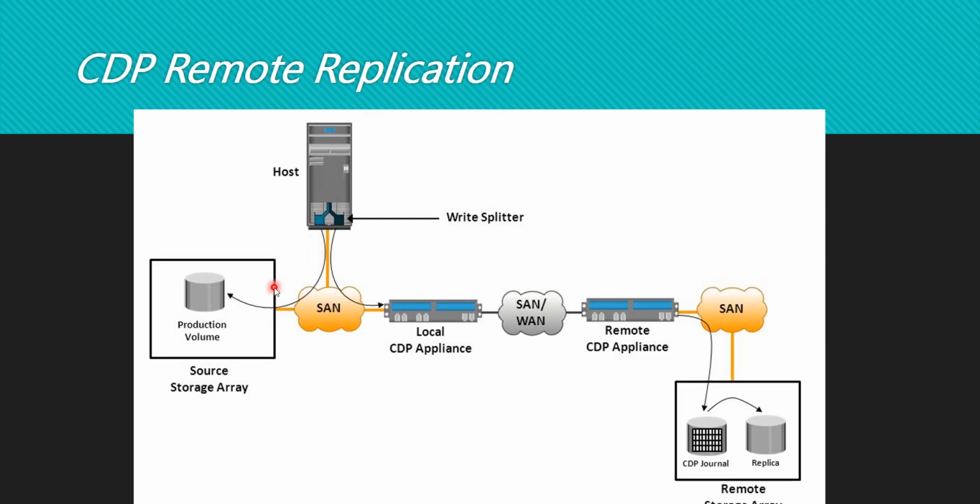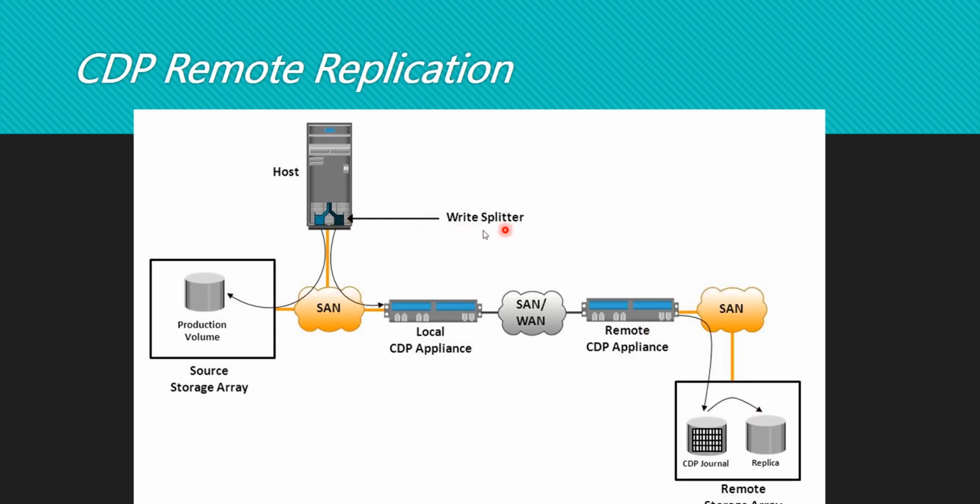So this is the host, the production volume and the CDP. This is a local CDP appliance. Then we have the remote CDP appliance. Then we have the CDP journal tracking all the changes in the data. And here we have the replica where we will be replicating the content.